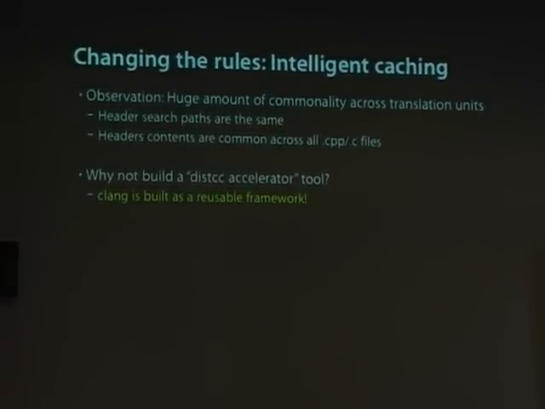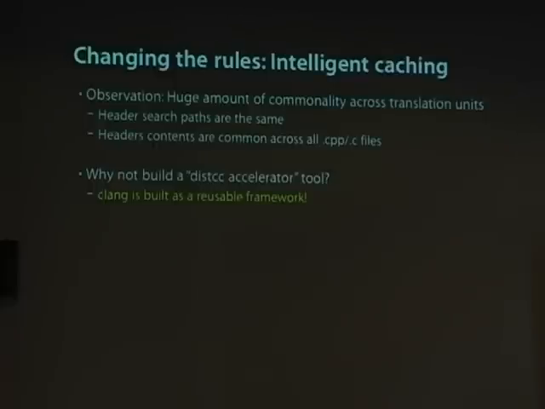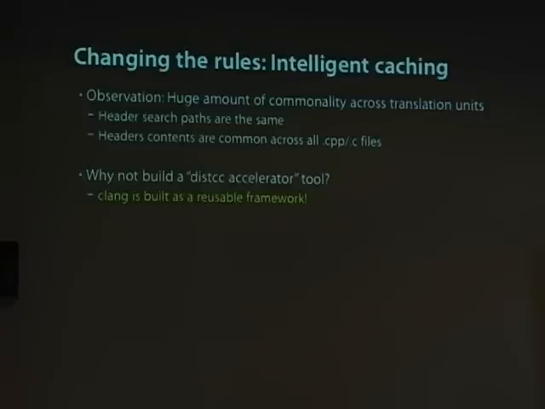So the question is, can we change the rules? What can we do that's actually better than just dropping in and replacing the preprocessor? Well, a clear observation is that these preprocessing runs are all doing very similar pieces of work. They're using the same or largely overlapping headers. They're all groveling around in the file system to look up the same hundreds of headers through the same or very similar search paths. Can we do something built to accelerate this?